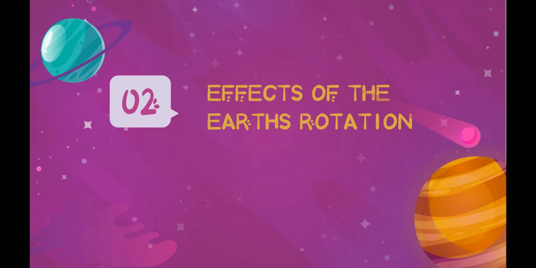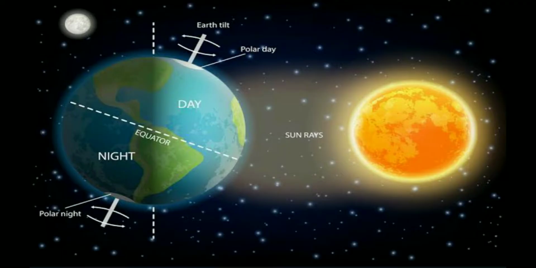Now, let us find out more about the other subtopic, that is the effect of the Earth's rotation. As the Earth rotates on its own axis, the part which faces the Sun experiences daylight, while the part which is away from the Sun is dark, and that is the part which experiences the night. As the Earth is tilted at a certain angle, a part of it comes under a shadow. The shadow falls in such a way that a line seems to separate day from night, as you can see in the picture.